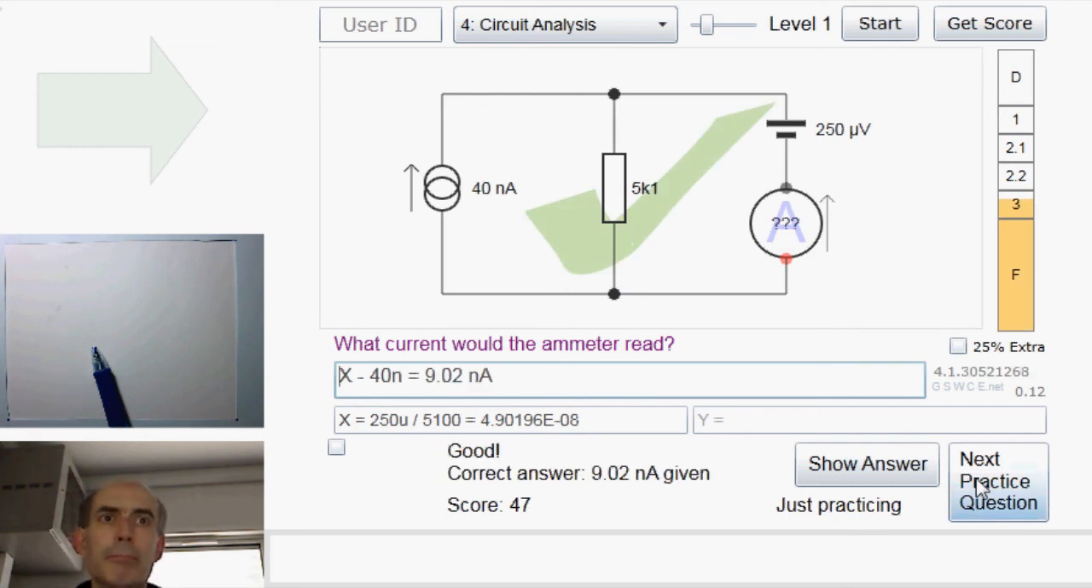on. Hopefully you've got the idea by now. They do get slightly harder later on.